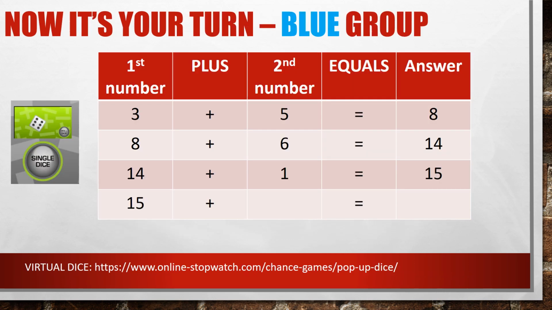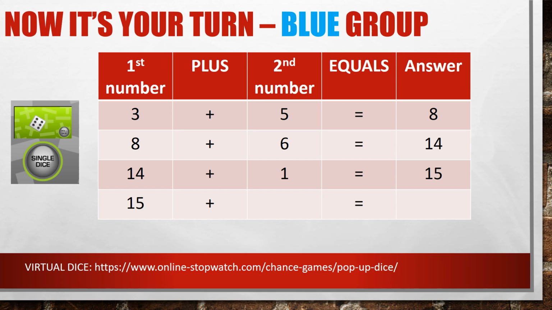Alrighty, let's start with blue group. You're going to need to have a table written up in your book. The numbers in black are the example, so just ignore those for the minute. At the top, I have the columns. First number, this is where the first roll of the dice will happen. Then the plus sign. Then we roll the dice again, we have the second number. Then equals, and then an answer.